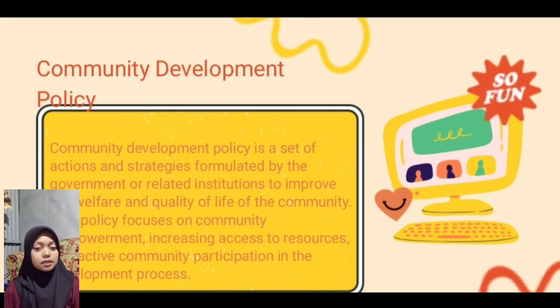Next is community development policy. What is community development policy? Community development policy is a set of action and strategy formulated by the government or related institution to improve welfare and quality of life of community.